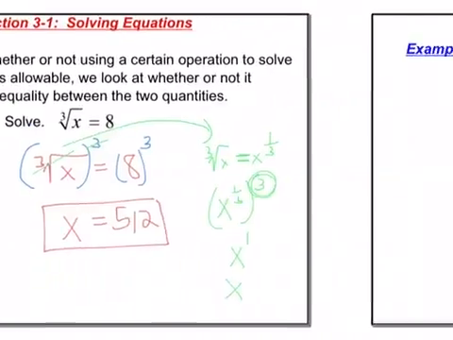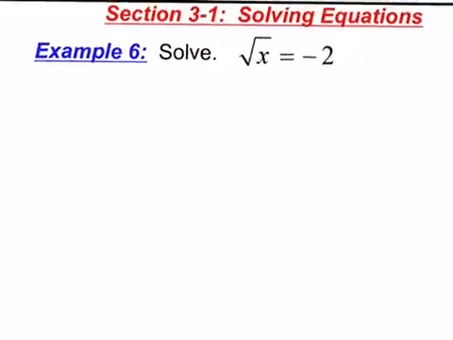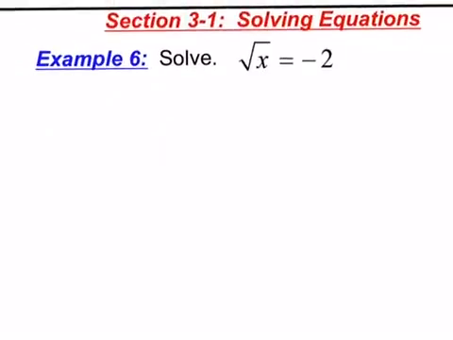Okay, so looking at another one like this, and I mentioned this on the previous slide, you've solved square roots before. I'll go ahead and rewrite the problem right here. So square root of x is equal to -2. And what we want to do from here then is solve by squaring both sides.